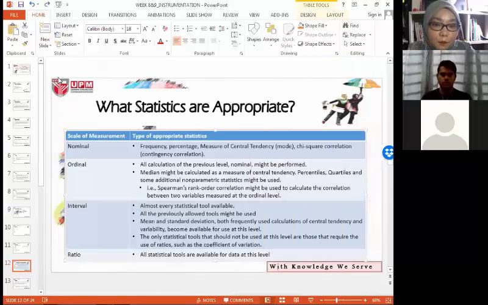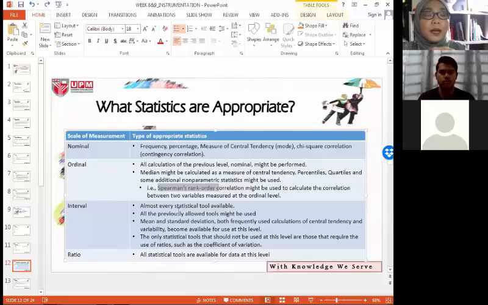Okay. So, median might be calculated as a measure of central tendency. Okay, and then you can also get the percentile and quartile. Percentile is percentage. Okay, quartile, okay, and some additional non-parametric statistic might be used. For example, you can run the Spearman rank order correlation.